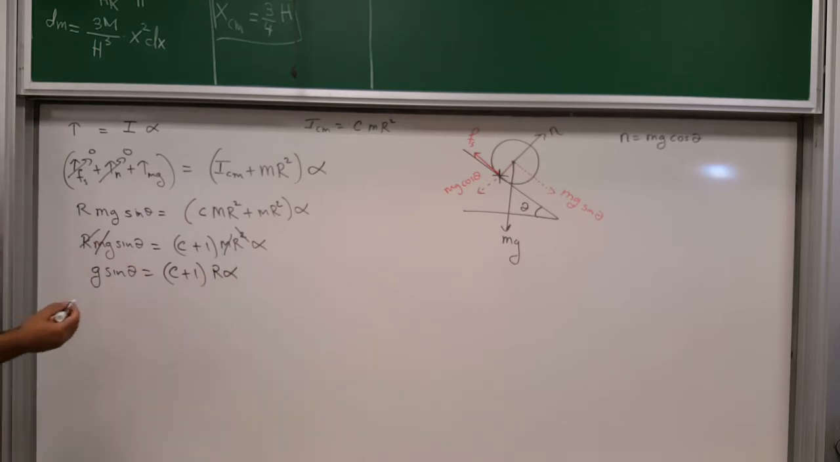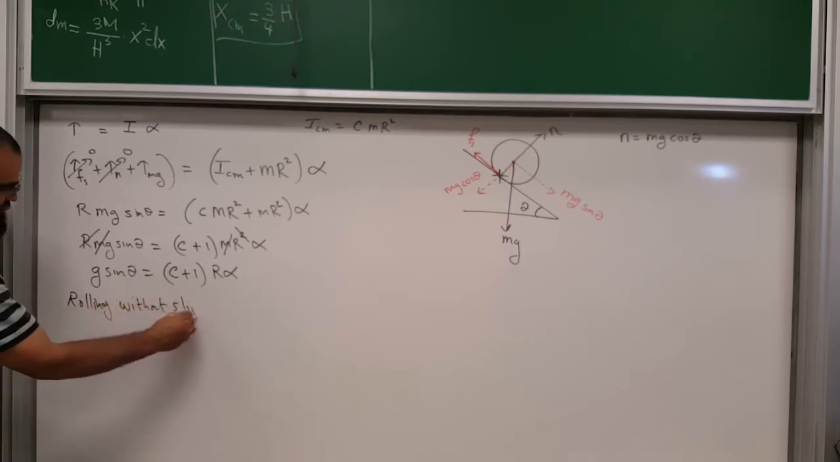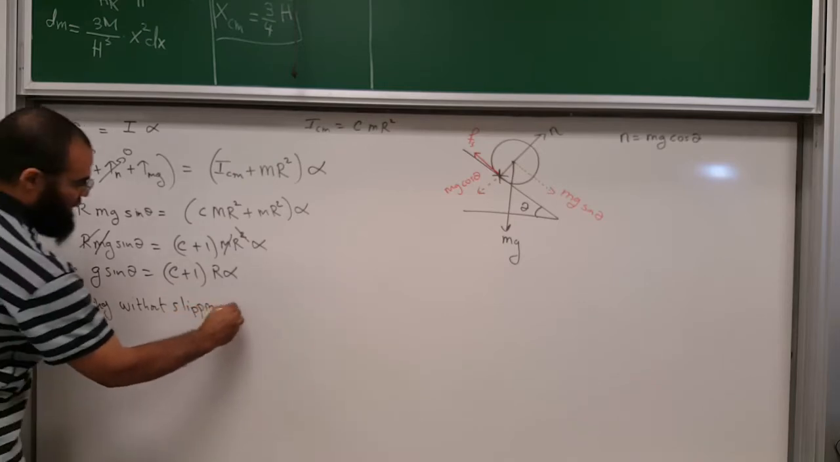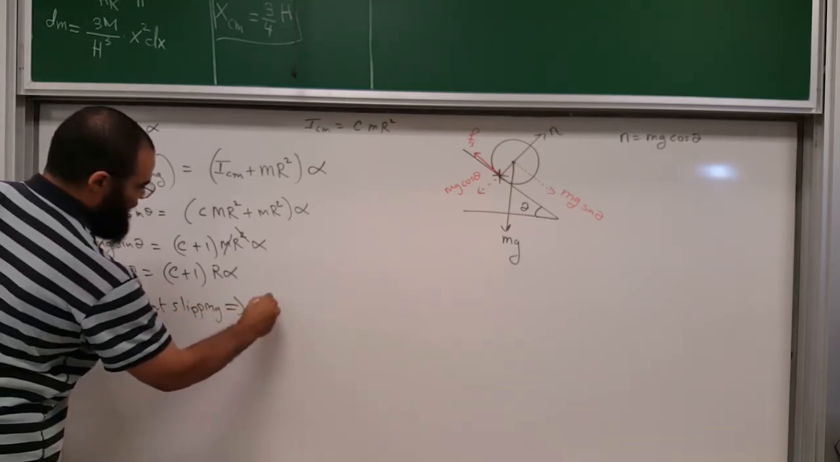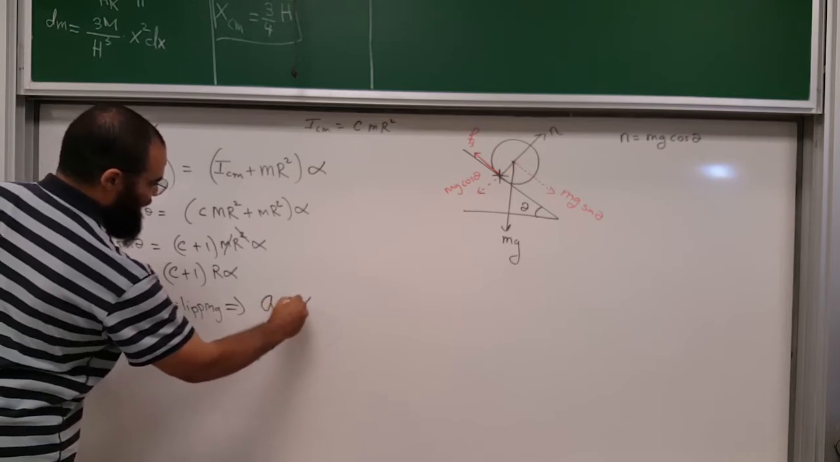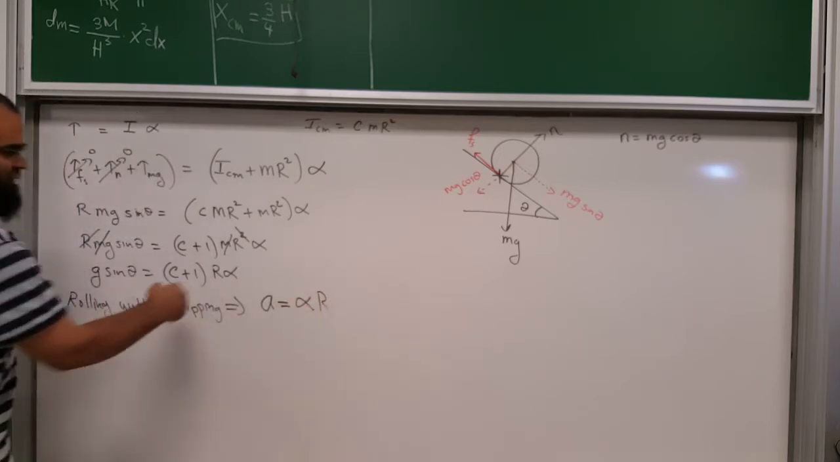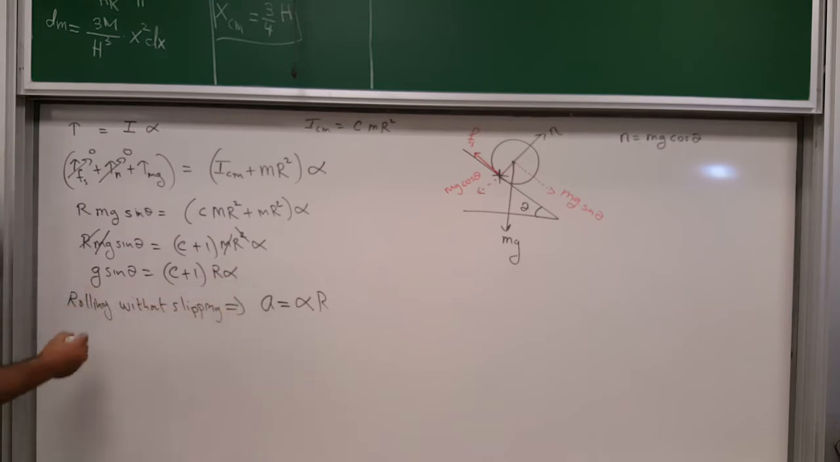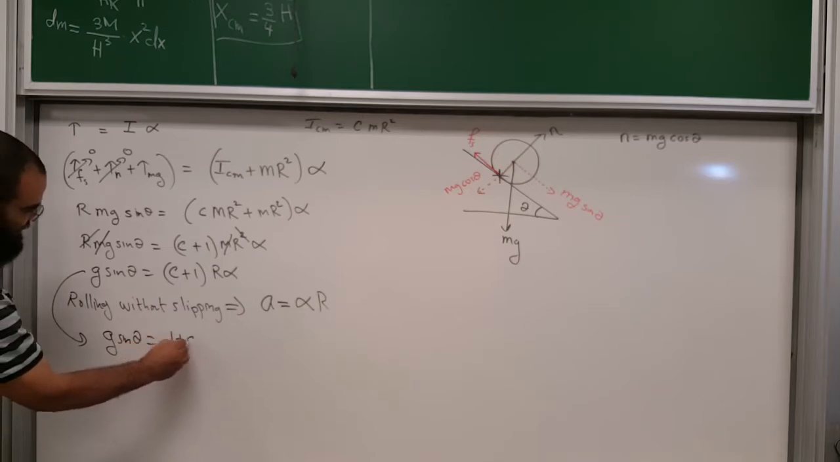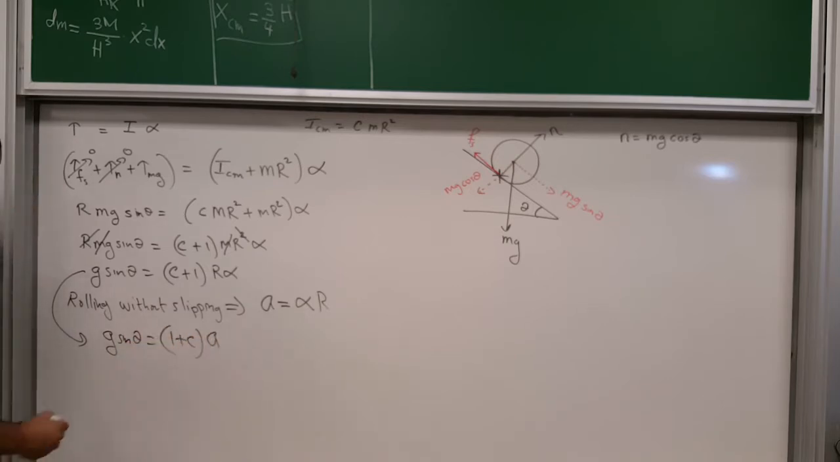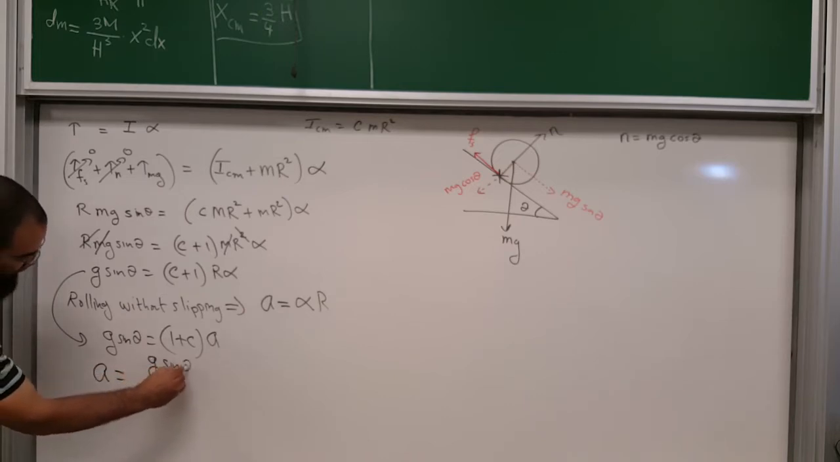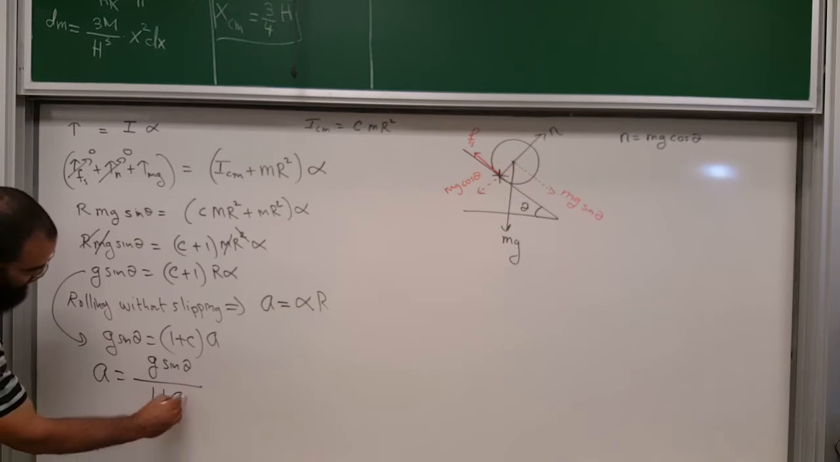If we're rolling without slipping, it implies that the linear acceleration would equal alpha times r, or r alpha. So this part is the linear acceleration. So therefore I get g sine theta will equal 1 plus C times the linear acceleration. And therefore the linear acceleration will equal g sine theta divided by 1 plus this constant C.